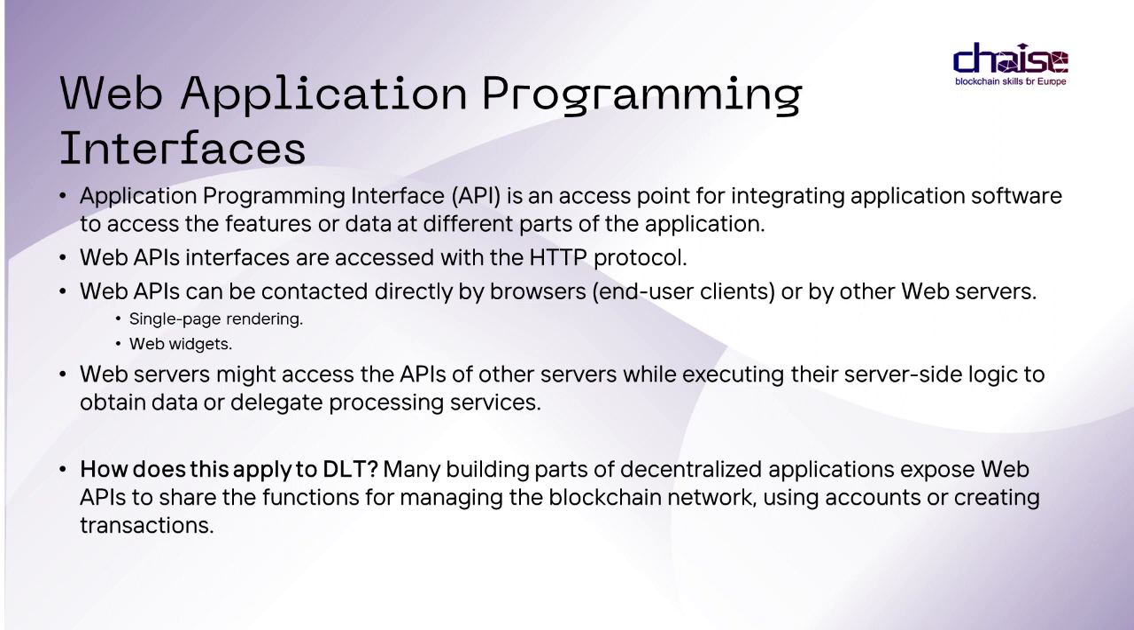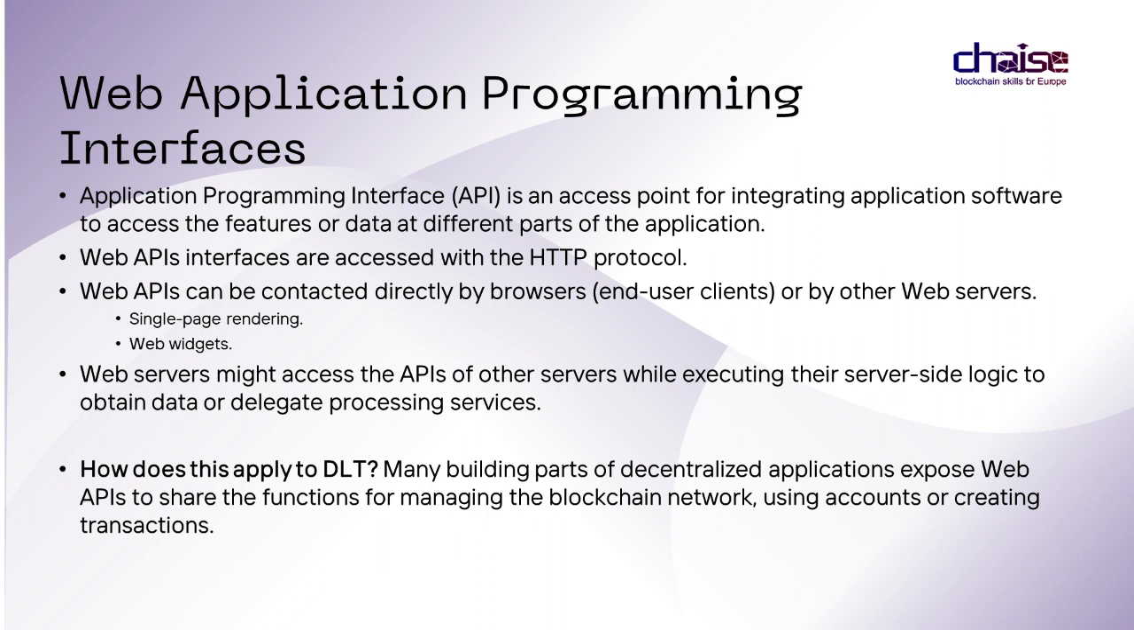HTTP proved to be versatile and is therefore not used only to communicate with websites. It is also used as a general application mechanism to exchange resources and access remote services over the Internet. Application Programming Interface (API) is an access point for integrating application software to access the features or data at different parts of the application. In web, APIs serve web resources, and the interfaces are accessed with the HTTP protocol.